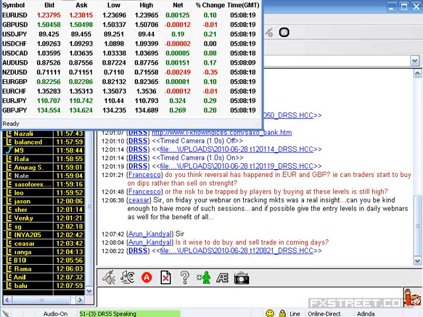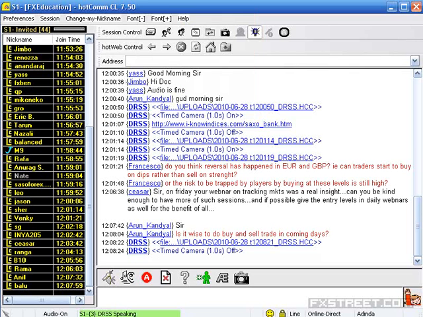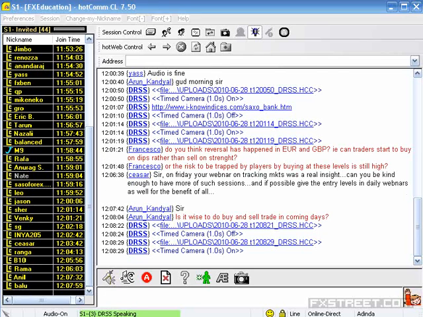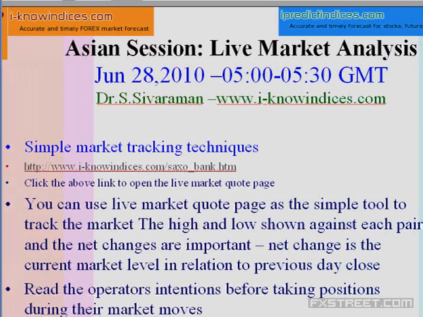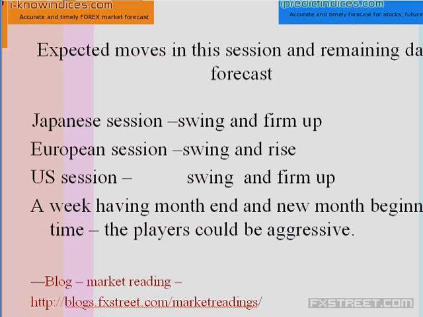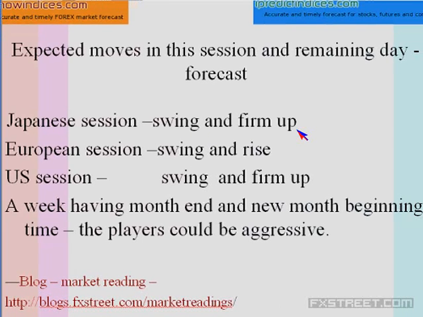And what are the types of moves we could see today? Just let me focus the camera on the PowerPoint presentation. The expected moves for today. Japanese session swing and firm up moves are expected. So nominally they are expected to gain the levels in the case of Euro GBP as well as USD yen.